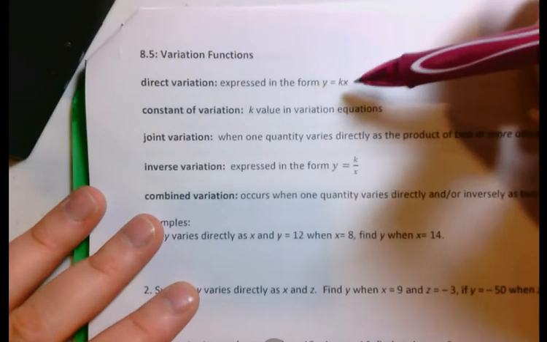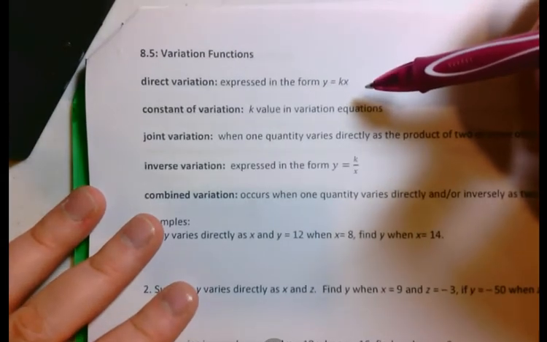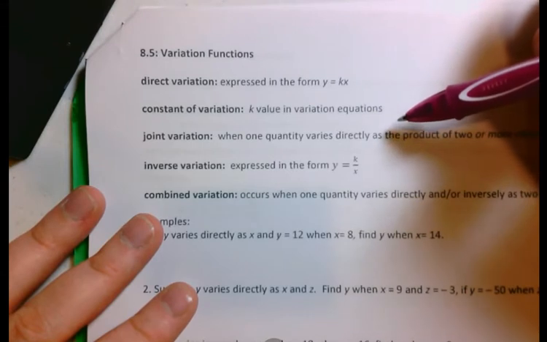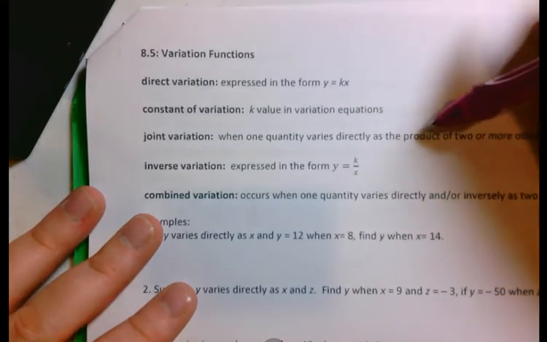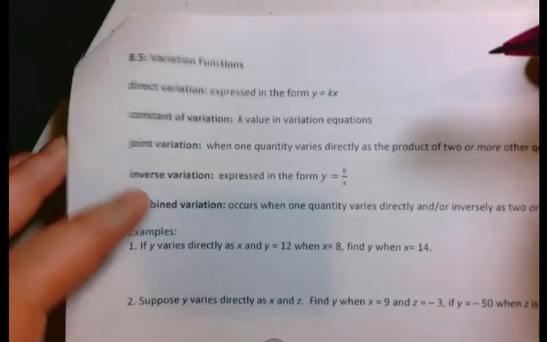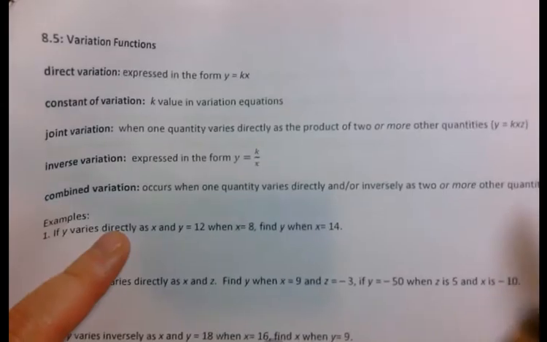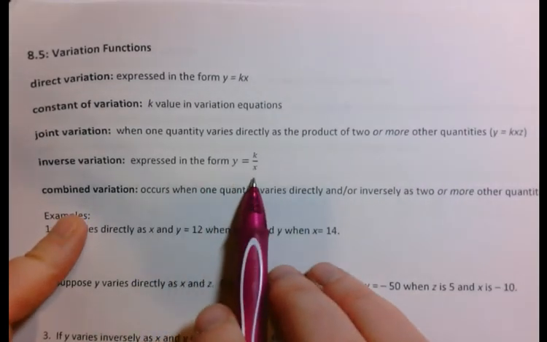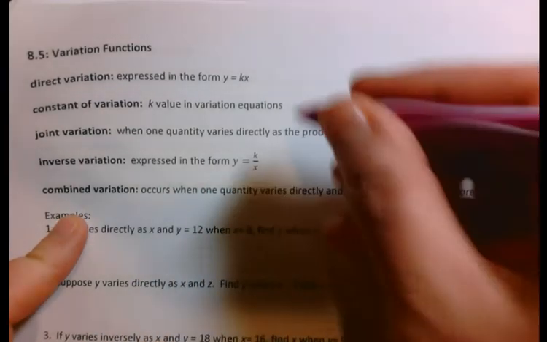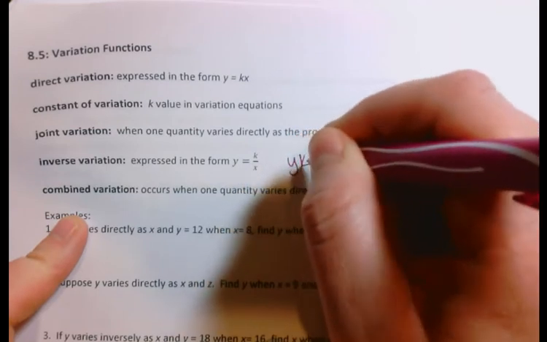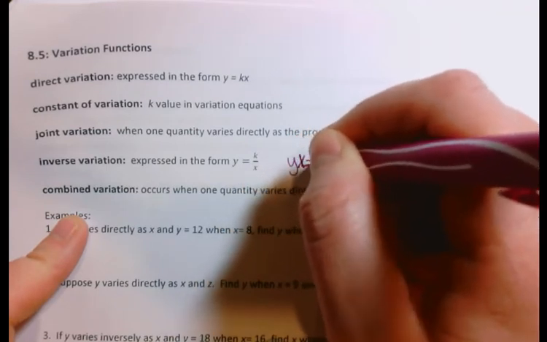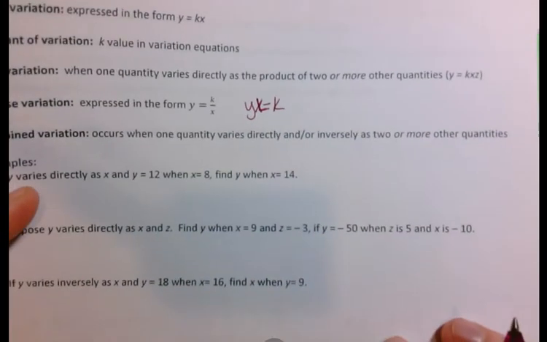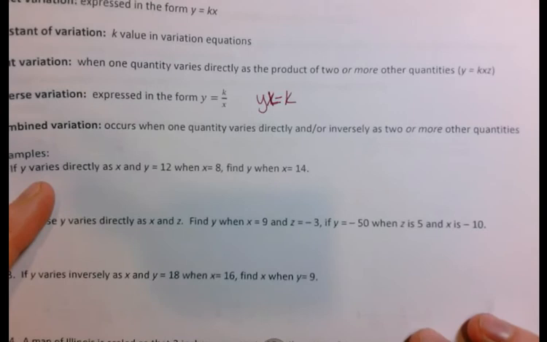Direct variation is the form of y equals kx. Constant variation k is the value in variation equations. Joint variation is where you have an equation of two or more. It's y equals kxz. Inverse variation is expressed in the form of a division problem, or you may write it as xy equals k. Combined variation occurs when a quantity varies directly or inversely with two or more quantities.